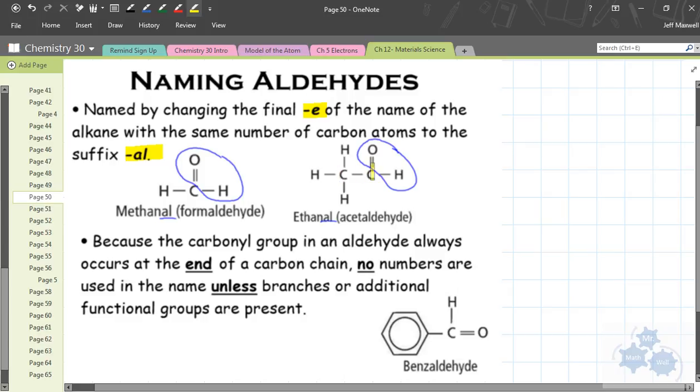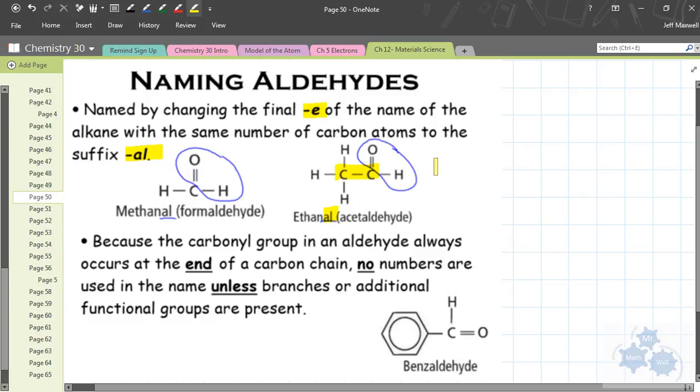If you have two carbons, it would be ethanal. And we just mentioned formaldehyde was one of the common aldehydes, of course, and that is the common name for methanal, formaldehyde. And acetaldehyde, that's the common name for ethanal. Okay, so you've got your aldehyde group there.